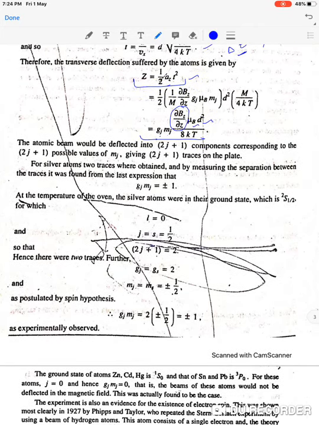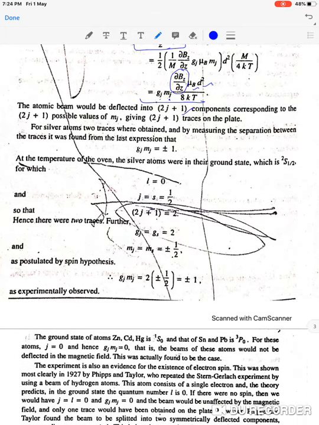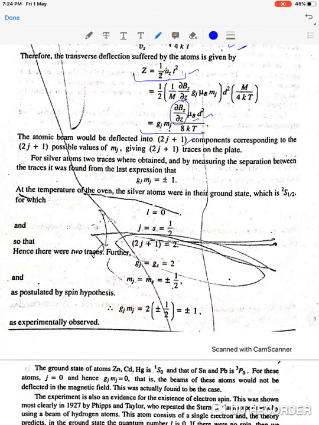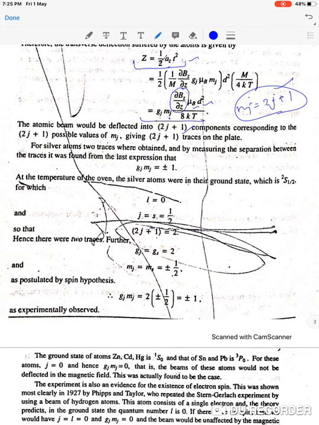So the atomic beam would be deflected into 2J plus 1 values because of this mJ, because mJ can have 2J plus 1 components. However, I cannot plug in mJ as having 2J plus 1 values by hand. Actually, this is the vivid confirmation of this. We will get this result that mJ has 2J plus 1 values, because this is what quantization says. Well, this is what space quantization will also be coming out of this theory.